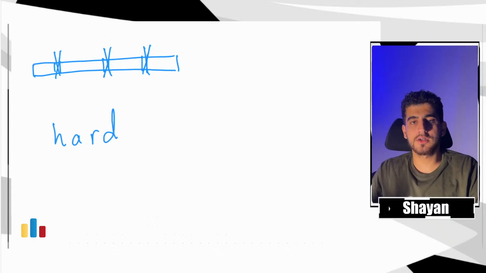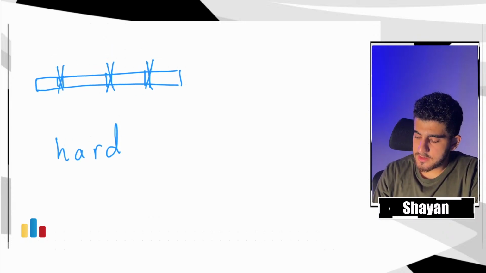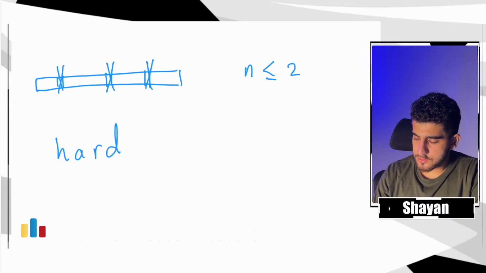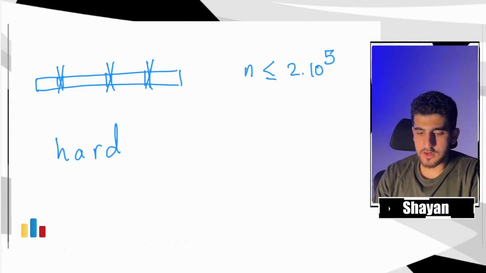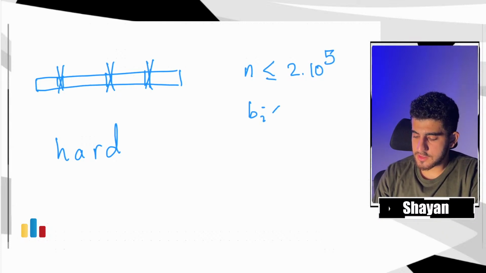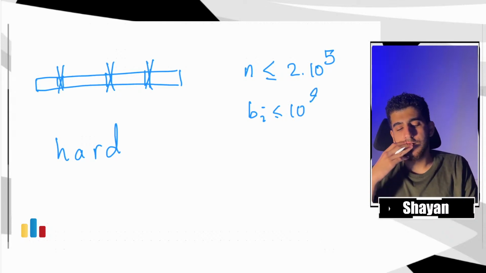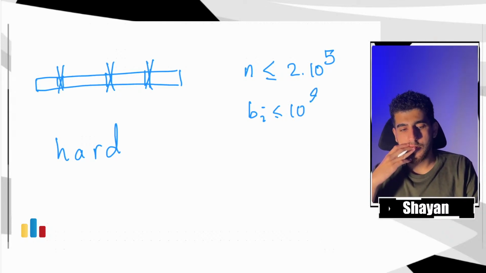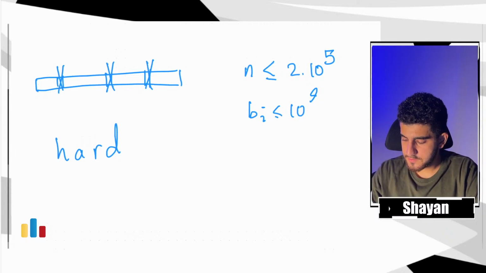And we know that our string consists of lowercase English letters, and n, the length of it, is up to 2 times 10 to the 5th. And the costs are up to 10 to the 9th.